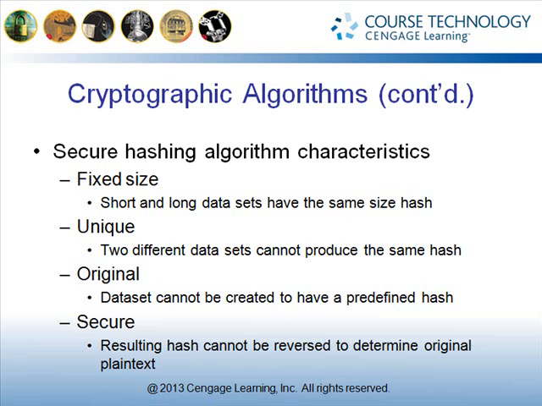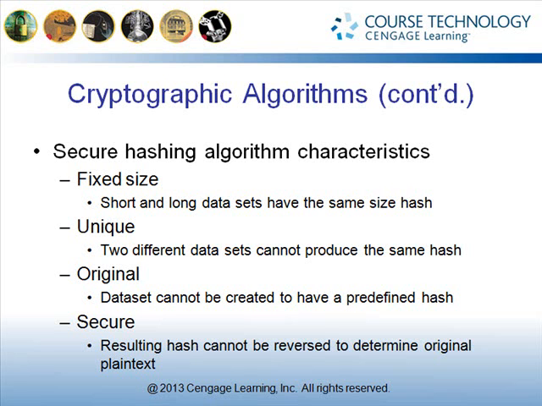Secondly, hashes must be unique. Two different sets of data cannot produce the same hash. If it does, this is known as a collision. Changing a single letter in one lengthy set of data should produce an entirely different hash. If it does not, it's not a secure hash.